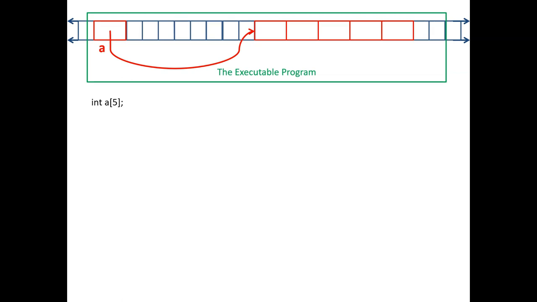So you're asking the user how many integers they have. The user is going to tell you 10. You're going to receive 10 integers and you're going to print them in reverse order. How do you do it? How do you propose you do it? Anyone have a suggestion? Yes.